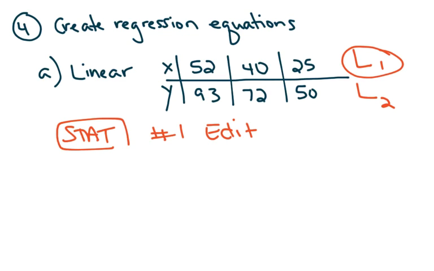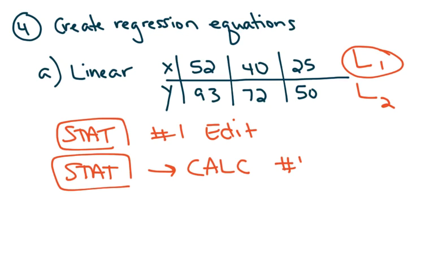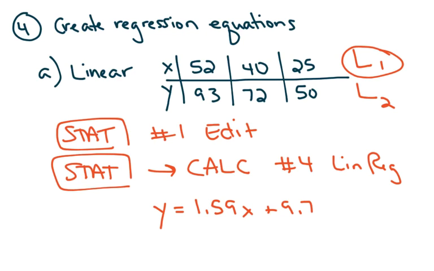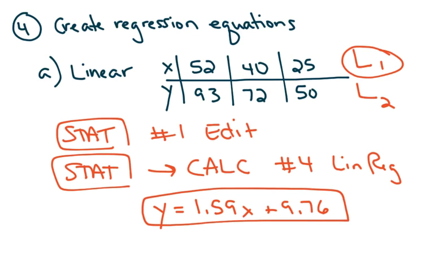Once you get the data into list 1 and list 2, then you go back into Stat, but this time you arrow 1 to the right to Calc, and you want to use number 4, LinReg. If you have the new operating system, you'll probably have to hit enter a couple of times before the equation pops up. You should get y equals 1.59x plus 9.76, approximately. I just rounded it off to the nearest hundredths.